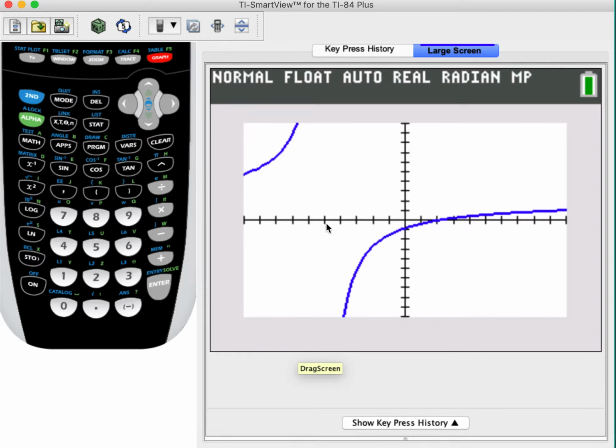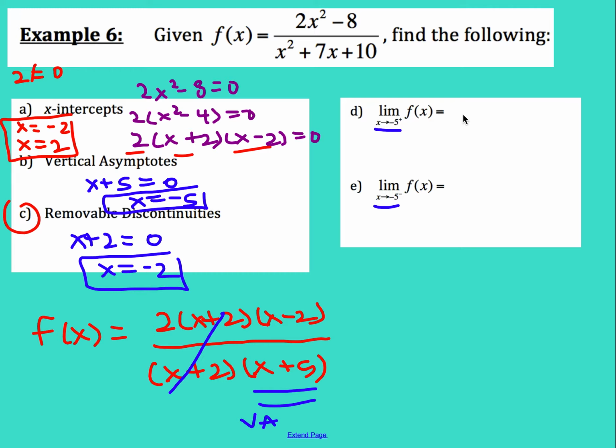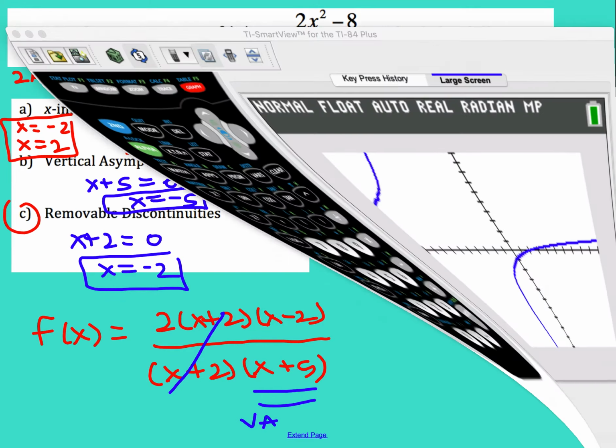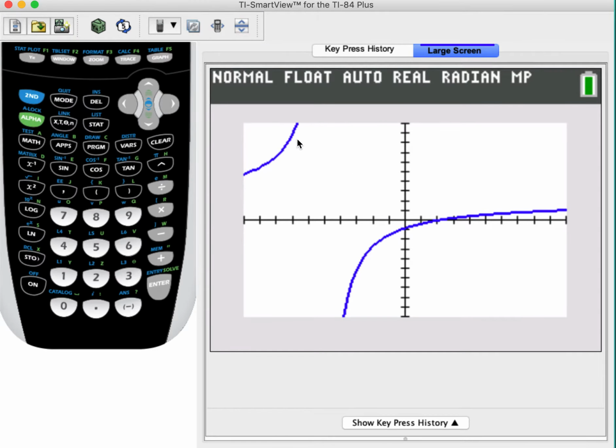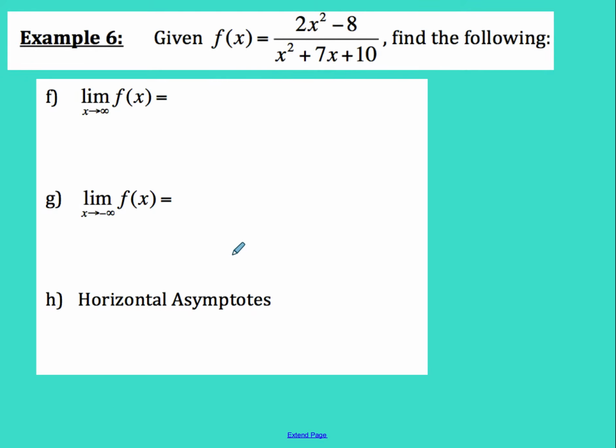And I could zoom out if I wanted to see that it gets a little bit closer. But the first one is x approaches negative 5 from the right. So my right-hand side would be this curve. And if I follow it, we're going to go to negative infinity. So this one's negative infinity. And then I would approach negative 5 from the left-hand side. So here's negative 5. And from the left, I'm going to go to infinity. So that would be infinity. Okay, and then we got our limits as we go to infinity.